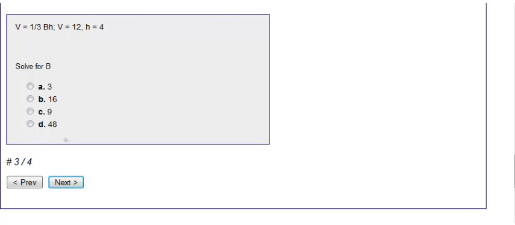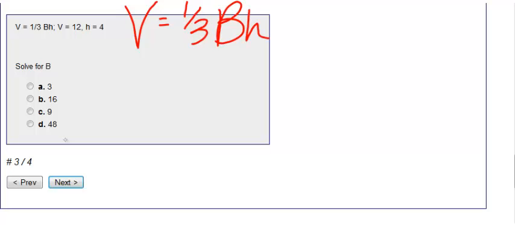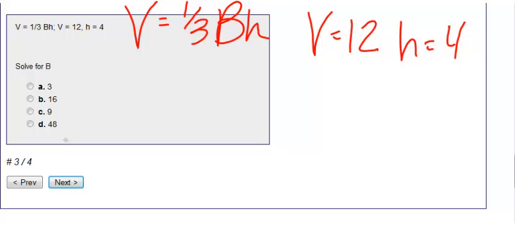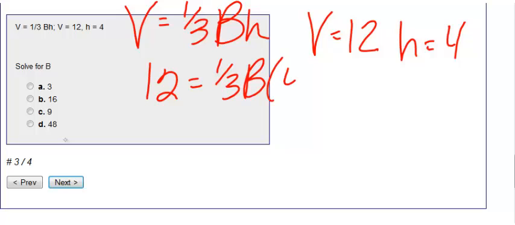Number 3, we have V equals 1/3 big B times H. And they just want us to solve this one. It says V equals 12 and H equals 4. So I'm solving for B. I'm going to plug it in. So first, I'm going to get 12 equals 1/3 big B times my H, which is 4. So we can multiply this 1/3 times 4. I get 12 equals 1/3 times 4, which is 4/3.